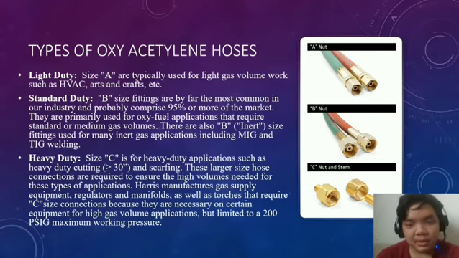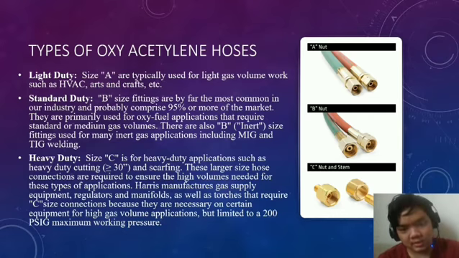Harris manufactures gas supply equipment, regulators and manifolds, as well as torches that require C-size connection because they are necessary on certain equipment for high gas volume application, but limited to a 200 psig maximum working pressure.